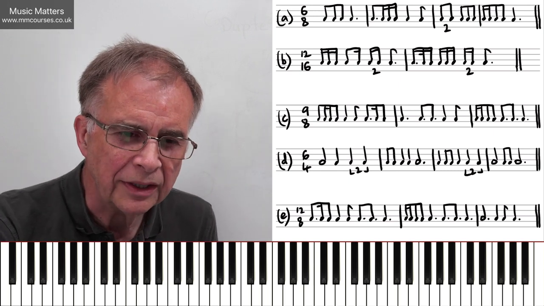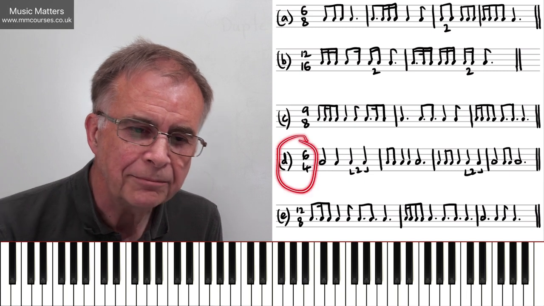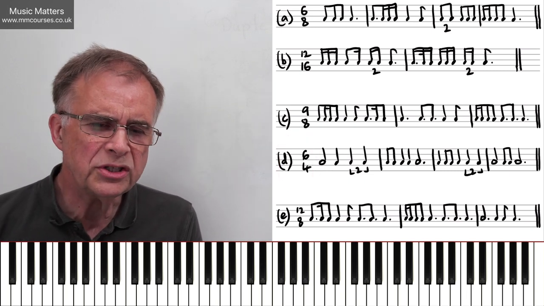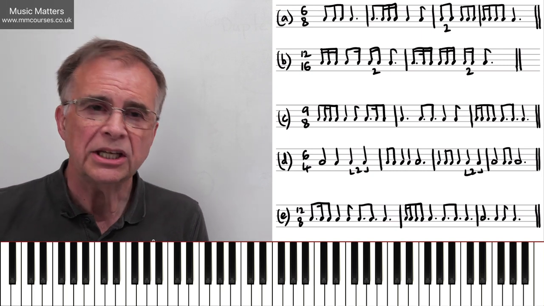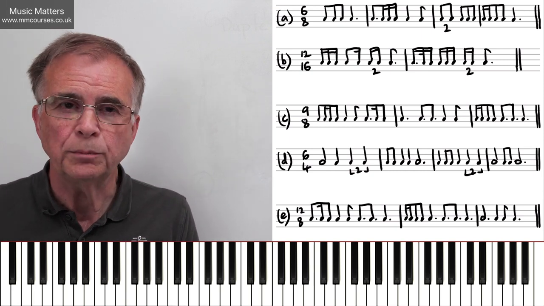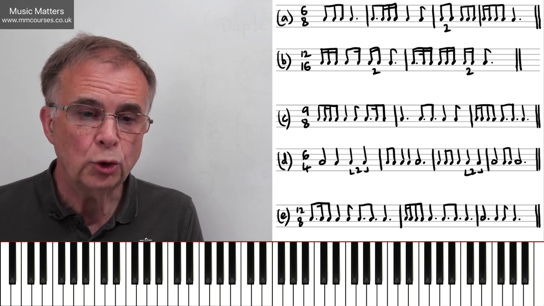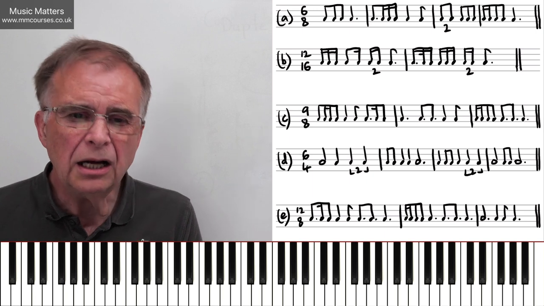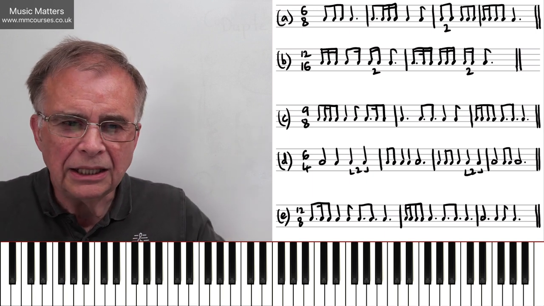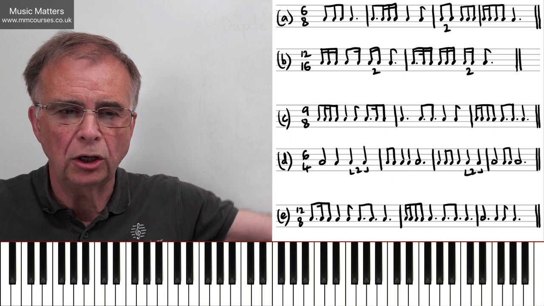Marvellous. Let's go on. Rhythm D is in 6-4. So what are we talking about? We're talking about a compound duple time. 6-4, six crotchets in each bar or six quarter notes in each measure. Okay. Harder to see the beaming giving us the beats because we've got longer notes.